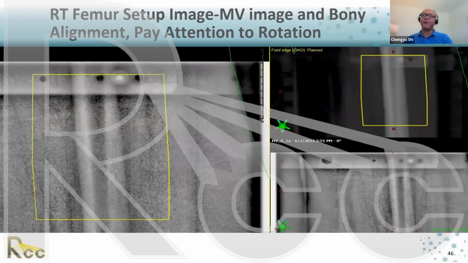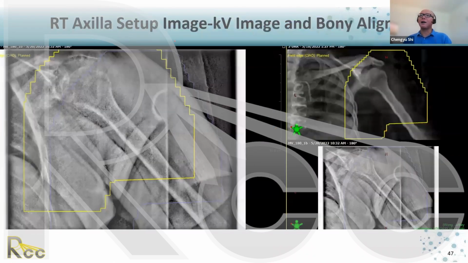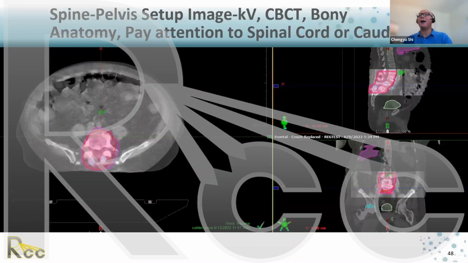Bony anatomy, like the femur height, femur, pay attention to the bone checking, and with kV, MV, you can see it. But like I said in the beginning, pay attention to the safe usage. Don't use too much, and then it may have some effect. Here's the axillary setup. You use kV to check the bone. You can see clearly. Okay. And the spine pelvic setup, bony anatomy. Pay attention to the spinal cord or cauda equina, because that's the major organ at risk.